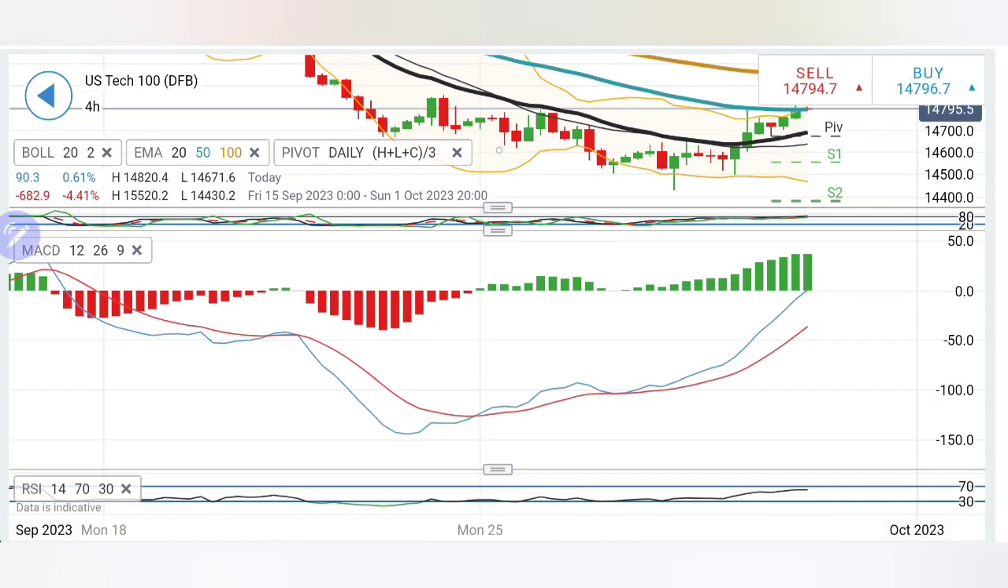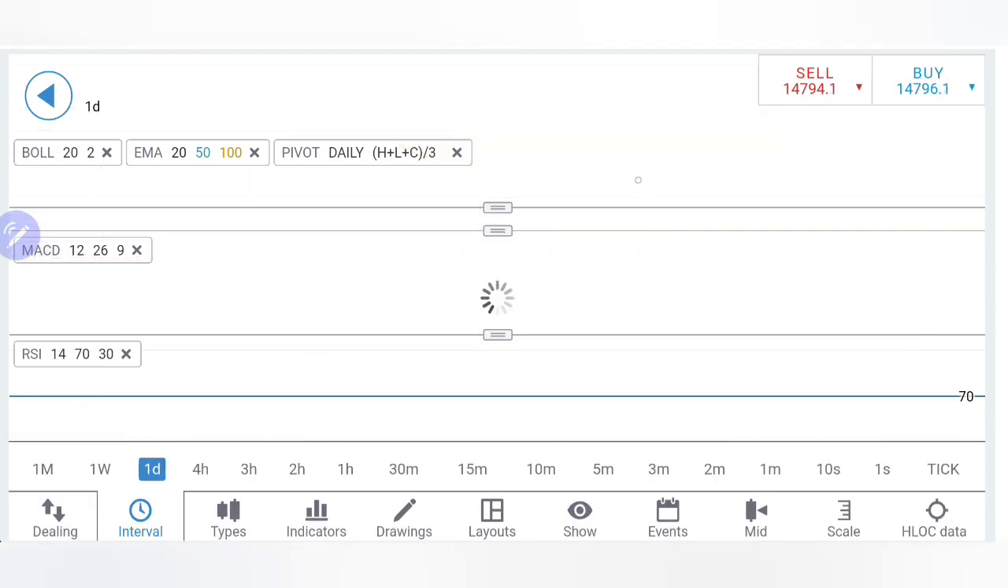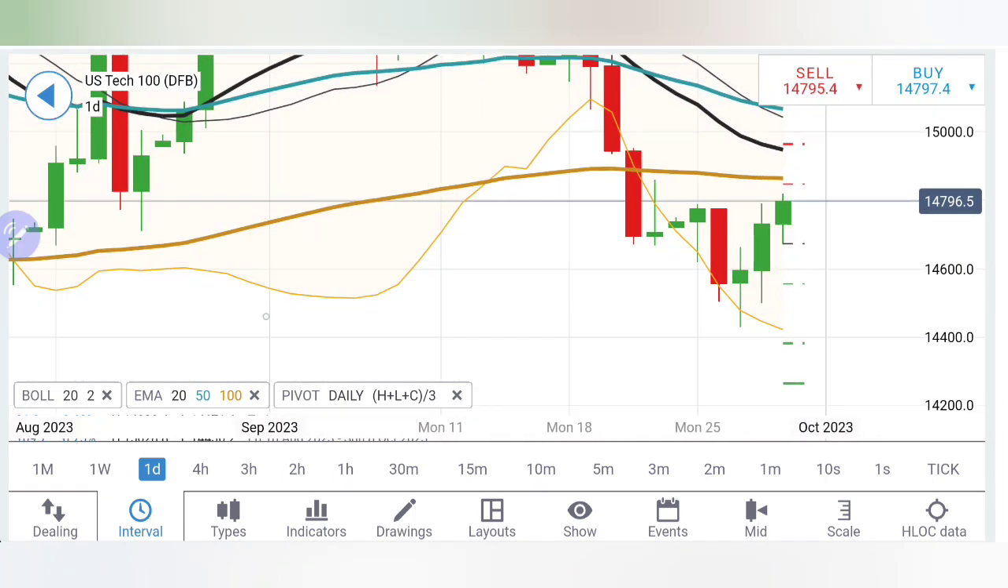Stochastic is overbought. MACD is divergent. MACD is bullish. It is also looking upwards here. RSI flat right now. Coming to the daily. Now, if you look at the daily chart, see moving averages crossed over here, traded with divergence. And if you look at the candles here, yes, it is yielding higher lows here.